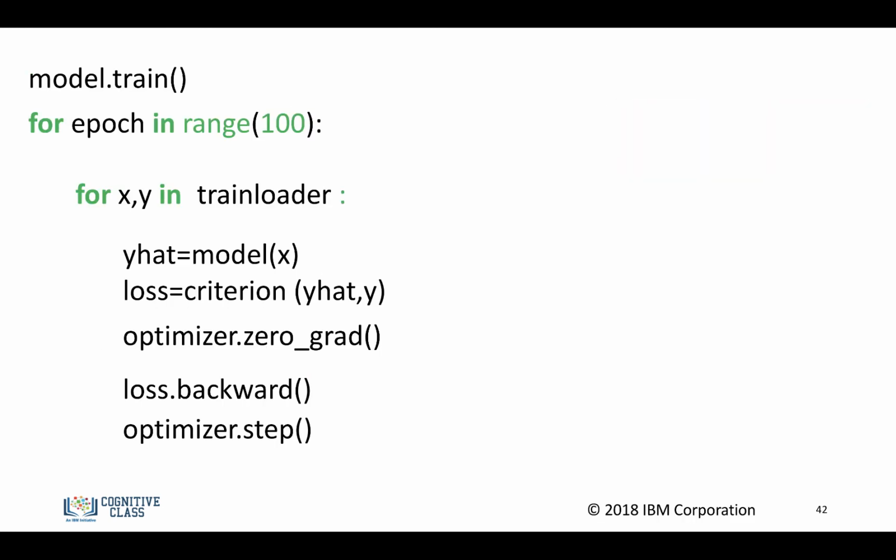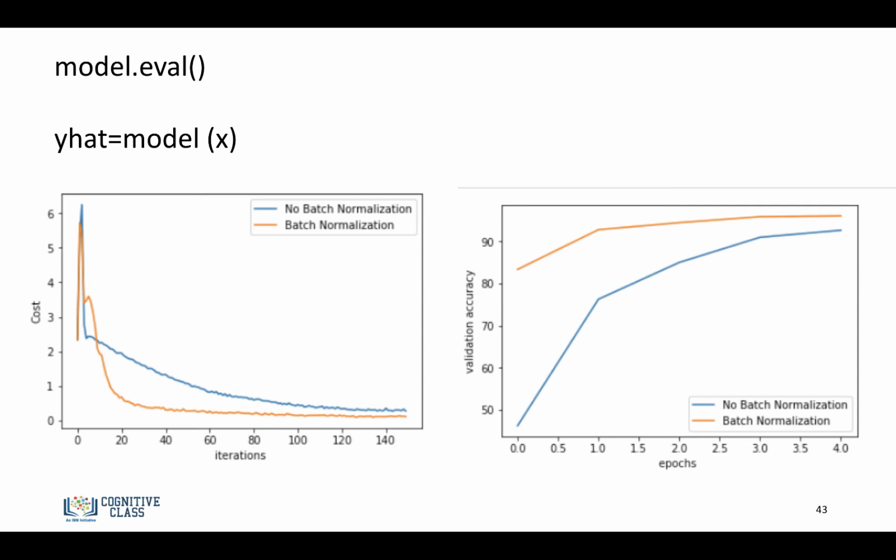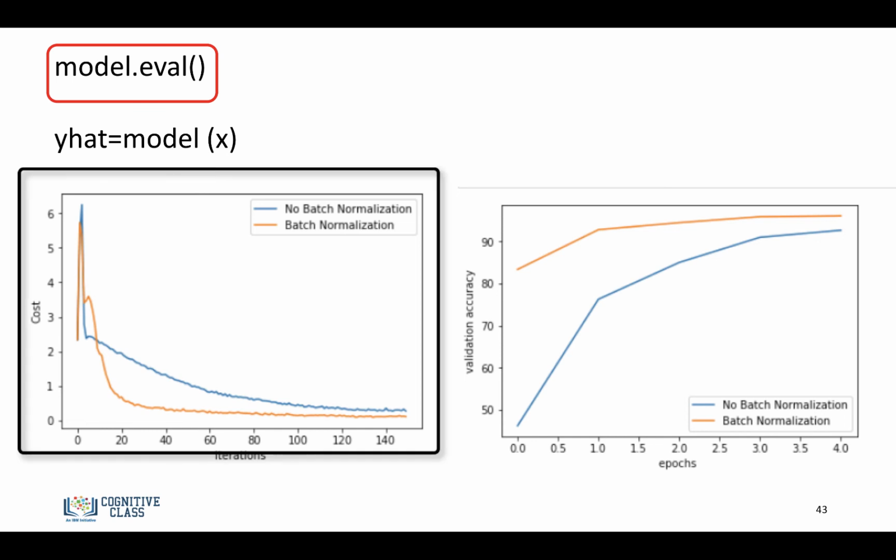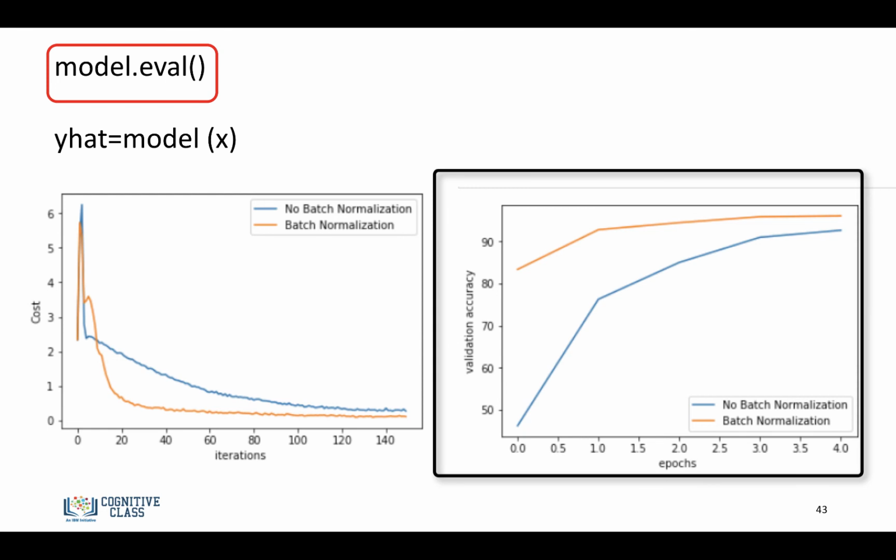To train the model, it's pretty similar. And like dropout, we'll have to set the model to train. So here are the results. And just to note, we have to use model.eval to make a prediction. If you look at the training loss, you can see it converges a lot faster. And similar results for the test data as well.